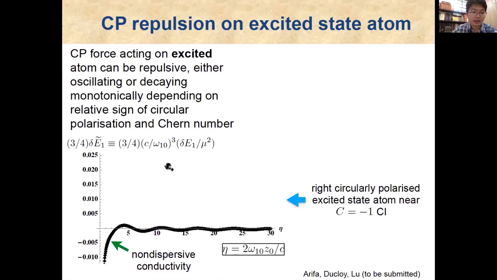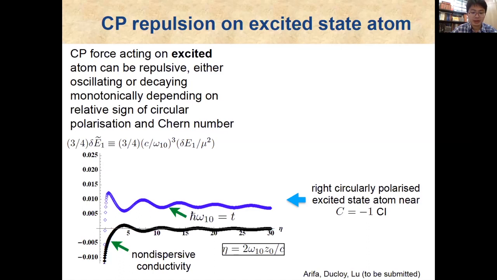And the vertical axis refers to the resonant parts of the Casimir-Polder shift on the excited level, in rescaled units. First of all, we look at the case where the conductivity tensor is non-dispersive, i.e. it's set to its static value. In this case, we see that there's oscillatory decay in the Casimir-Polder shift. Next, we consider the effects of dispersion in the conductivity tensor, and we look explicitly at the case where the transition frequency is equal to t over h bar. And we still see that there are oscillations in the Casimir-Polder shift.